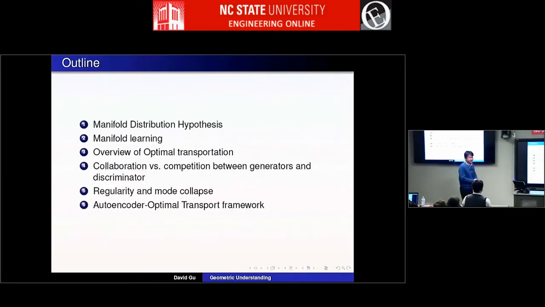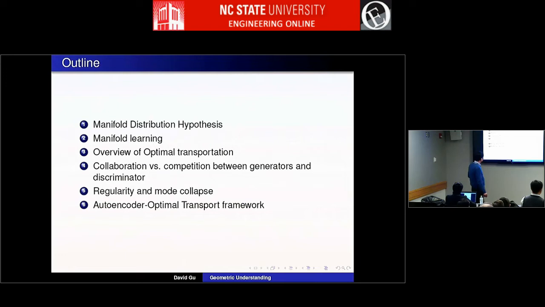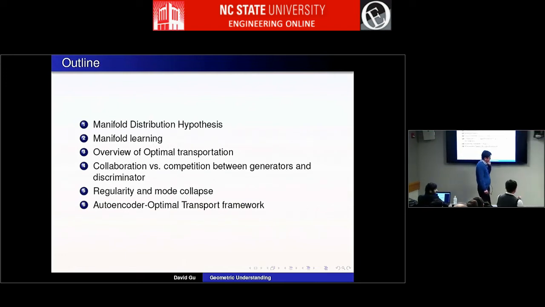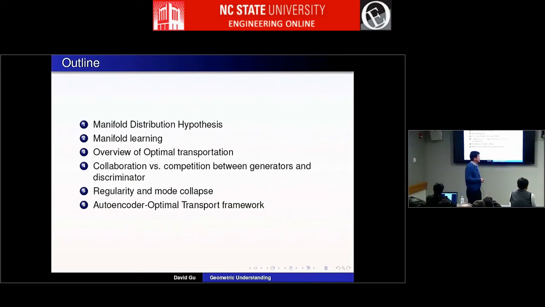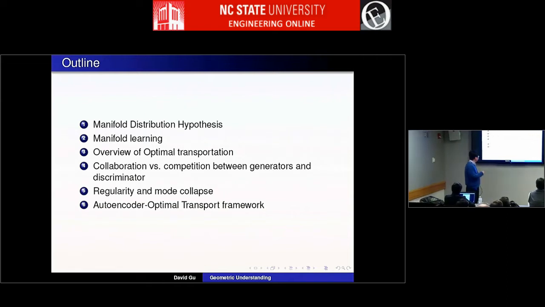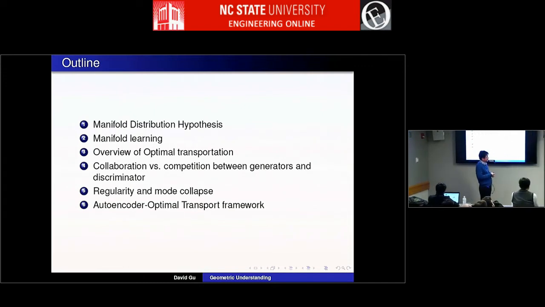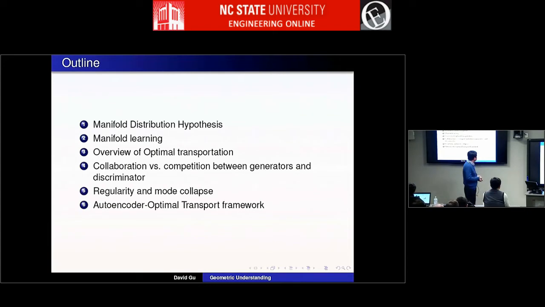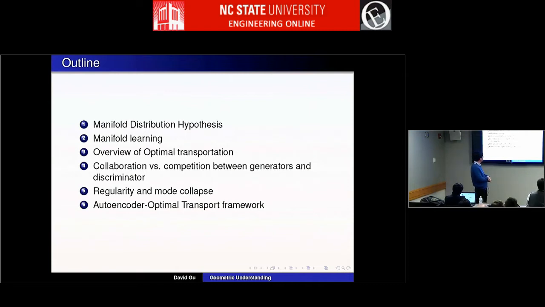This is the outline for today's talk. First, we try to understand the success of machine learning and introduce the well-known manifold distribution assumption. Then we introduce how deep learning really learns a manifold structure. Then we give an overview of optimal transportation theory. Then we analyze the relation between generator and discriminator, whether they really compete or should collaborate. Then we explain mode collapse using regularity theory from partial differential equations. Finally, we propose a new model using an autoencoder and an optimal transportation map to make the black box partially transparent.